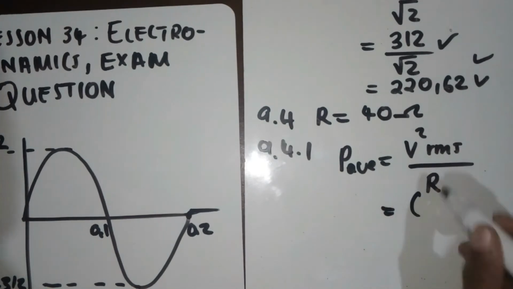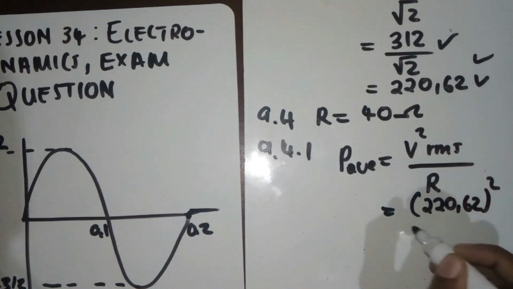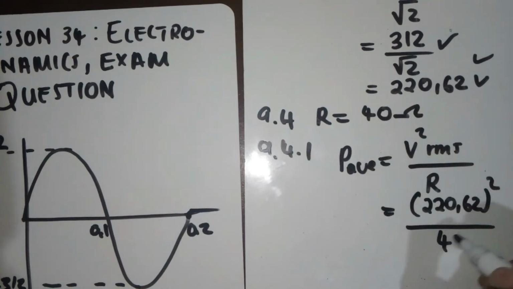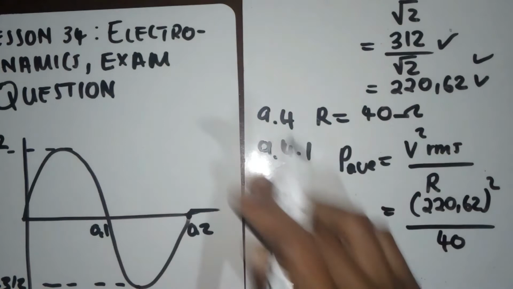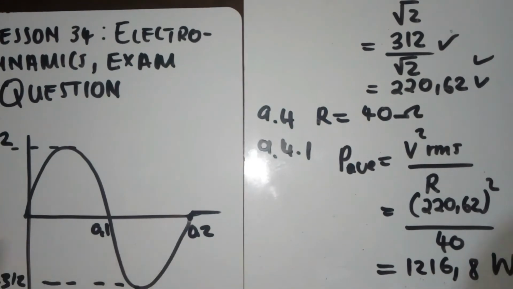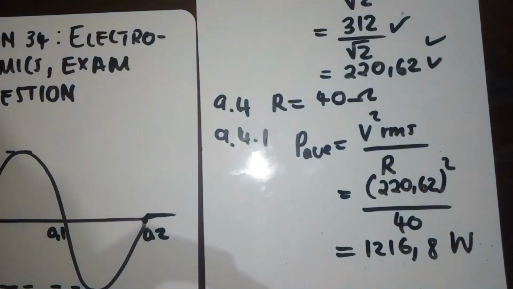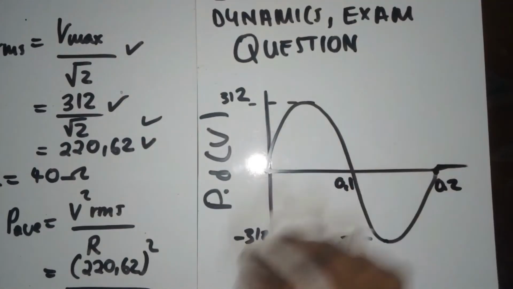So we say, okay, VRMS, we found it to be 222,62, all of it squared, divided by 40. And if you put this in your calculator, it should give you a value of about 1216,8. Remember, power is measured in watts. So it's an important thing to remember. So now you can see these are quite straightforward questions. They don't require a lot of deliberation. So let me just remove this here.